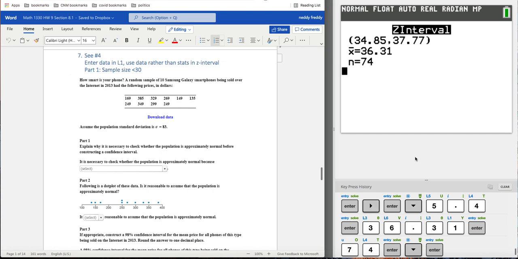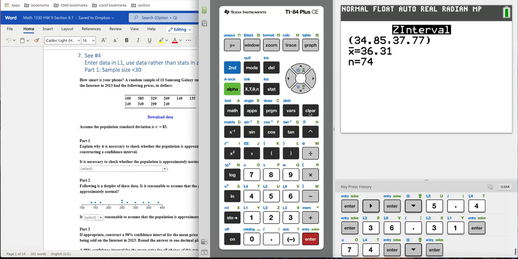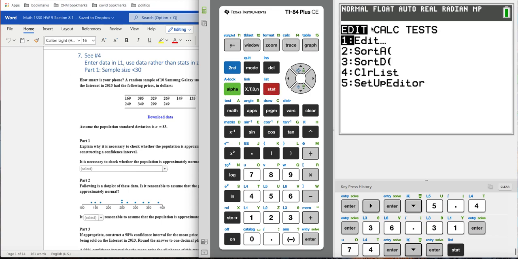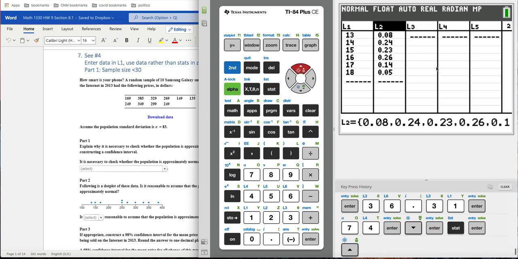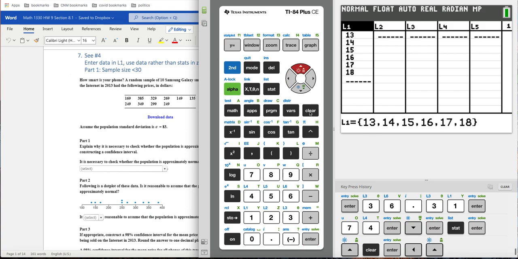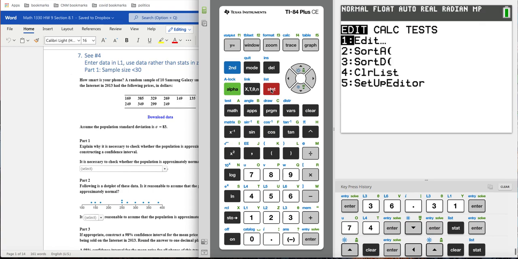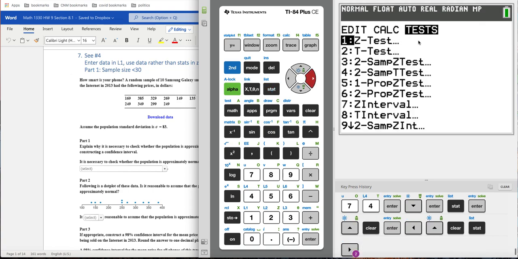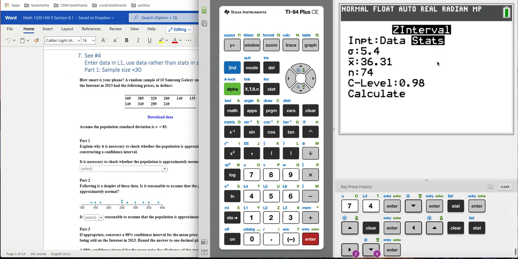So in that case, what we're going to do is, rather than the stats, we're going to use data, but first we have to enter the data. And so just like we did at the beginning, we go into edit, and then if you have anything in there, arrow up and clear. Actually, I'm just going to leave these numbers in here just so that I have something entered. And it doesn't matter that those numbers are wrong. So now stat, back over to tests and z-interval again. And now we want to have data highlighted.